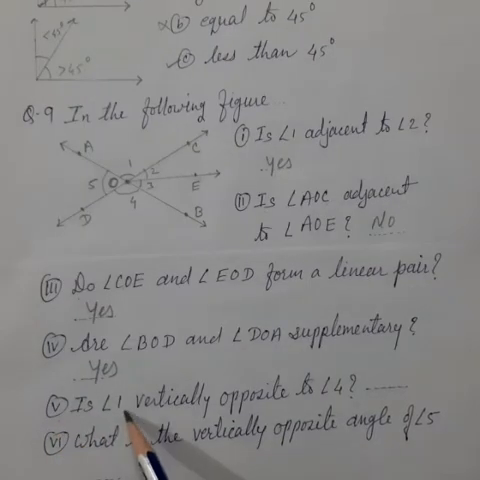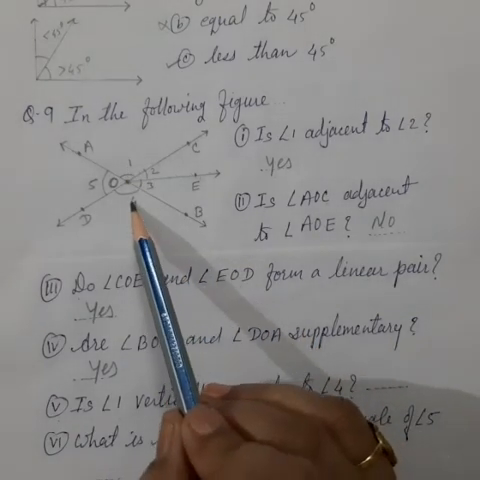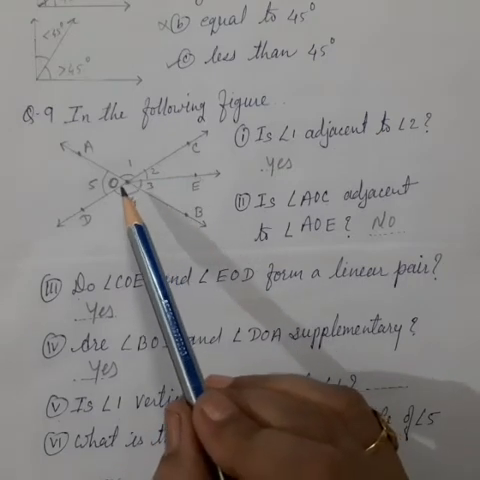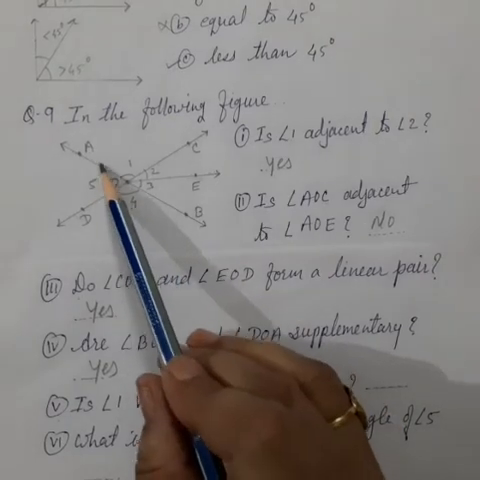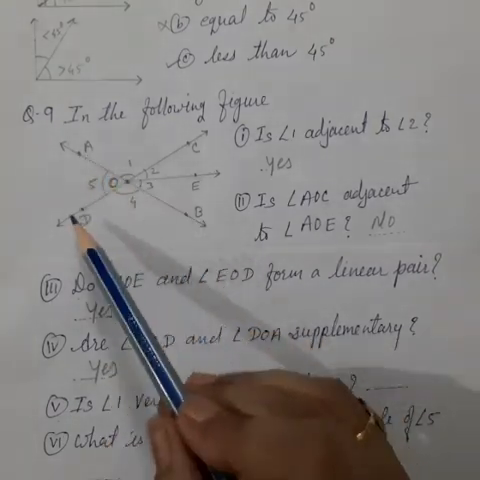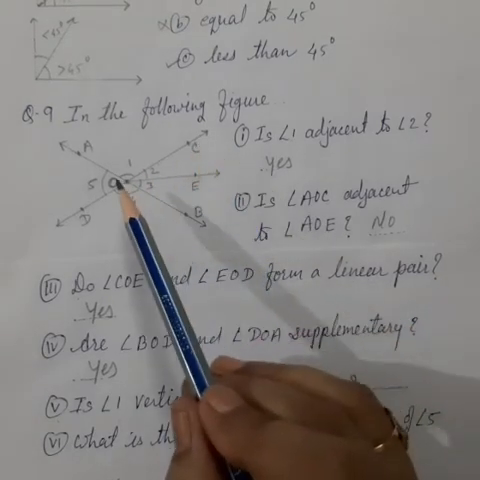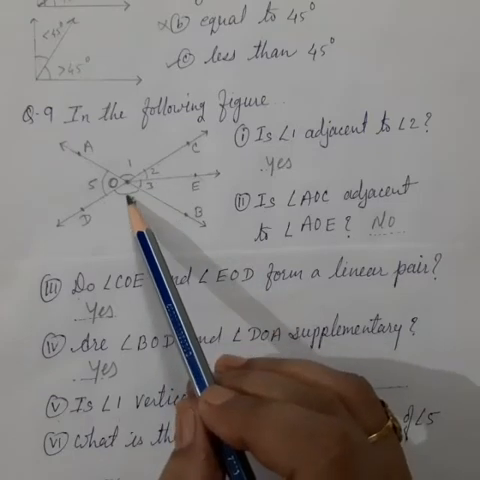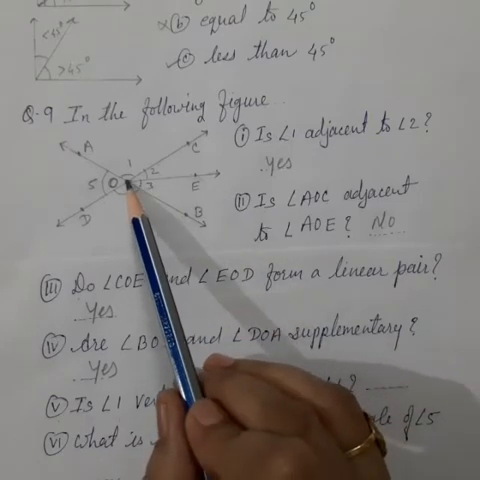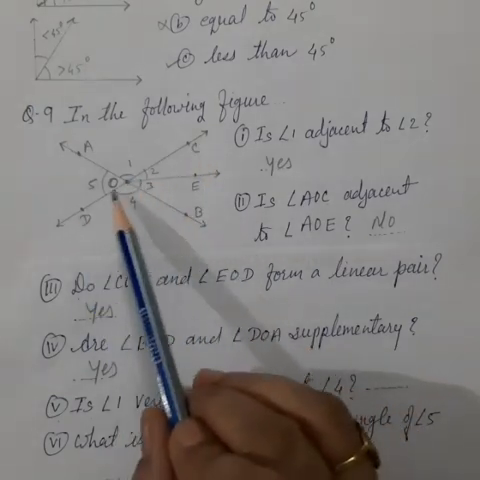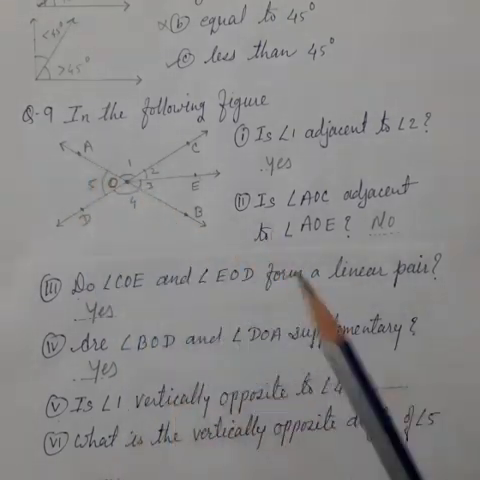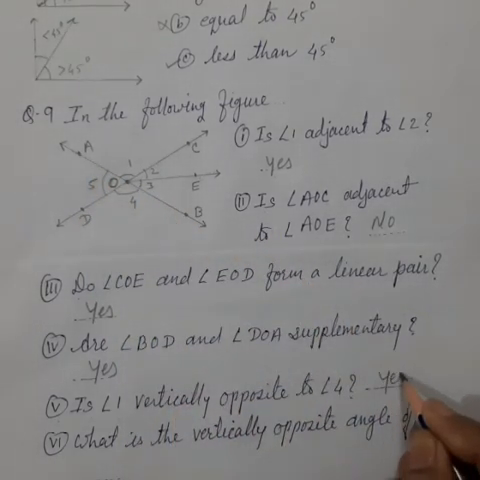Question 5. Is angle 1 vertically opposite to angle 4? For vertically opposite angles, they should be made by intersecting lines. So CAB and DC are two straight lines and they are intersecting at O, and that's why these two angles are formed. The other condition is that only the vertex is common and no other part is common. So only the vertex is common, no arms are common, no interior is common. So yes, they are vertically opposite angles.